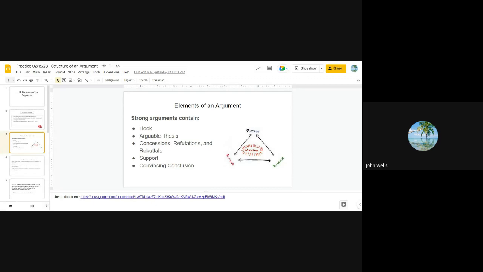Then we get into the concessions, refutations, and rebuttals. And what does that mean? You have to be willing to accept other positions. For you to have an arguable position, reasonable people have to think it's okay to have a different position, right? But you have to understand that people are coming to your argument with different ideas, with different expectations, with different ideas on the solution or the position or the topic. And so you have to understand that coming in. And you have to be willing to concede a few things, right? Like you have to be willing to give up a position.